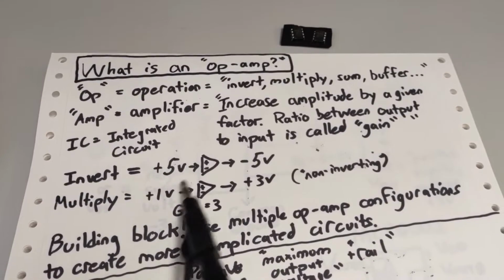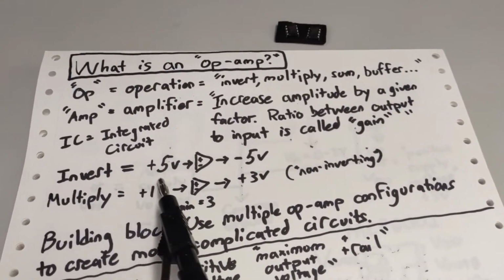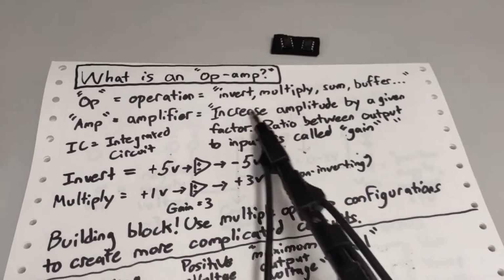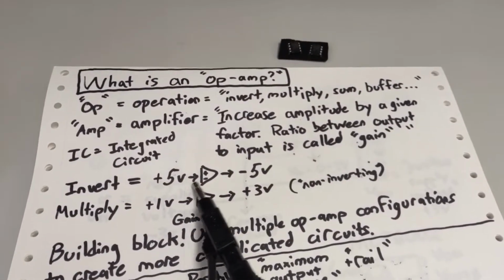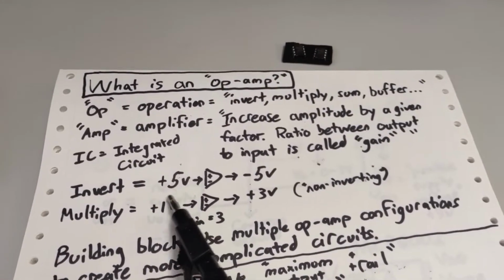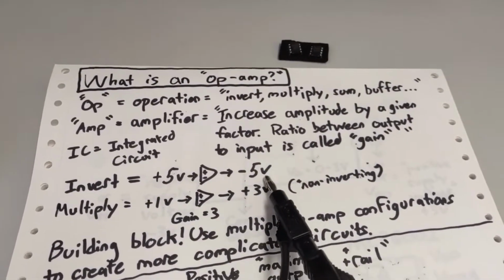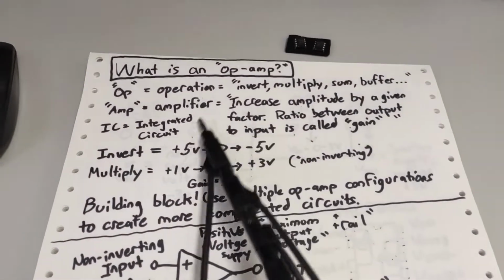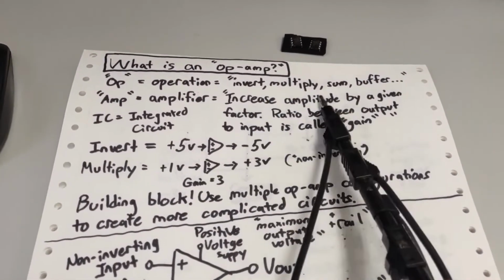Let's say I had a positive 5 volts and I wanted to get a negative 5 volts on the output. Well, you could do that with an op-amp. You could invert the input voltage to get a negative output voltage. Similarly, if you had a negative input voltage, you could get a positive output voltage. You can also combine different applications here. Maybe I wanted to invert and multiply.